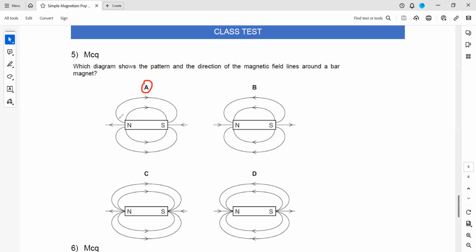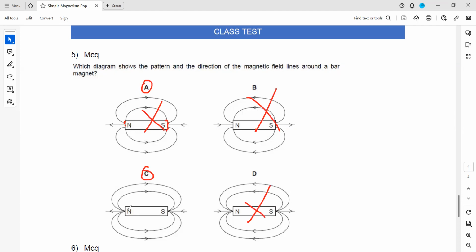Because near the poles, the field lines are very close to each other, which shows a stronger magnetic field. In A, the field lines are not closer. They have equal spacing. You can see this distance here, this distance here, all distances appear to be the same. That's why A is not acceptable. B and D are totally wrong in terms of direction. So we are left with C.